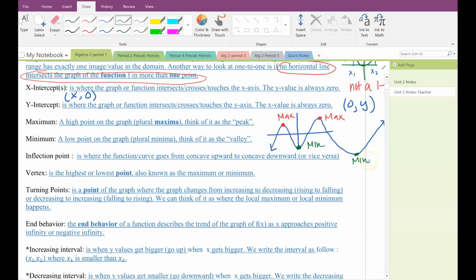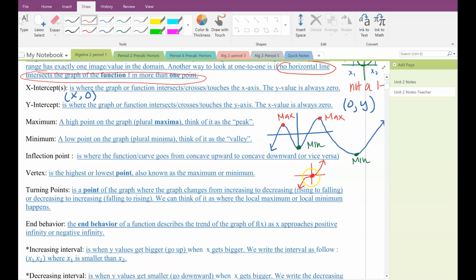In pre-calc, you're going to learn more of those later. Inflection point is where the function or the curve goes from concave upward to concave downward or vice versa. Normally, you're going to have an inflection point in something like this, like a cubic graph. Oh, that is such an ugly cubic graph. Sorry. All right, like this. Still ugly, but I'm trying my best here. So that point in the middle right there, that's an inflection point.